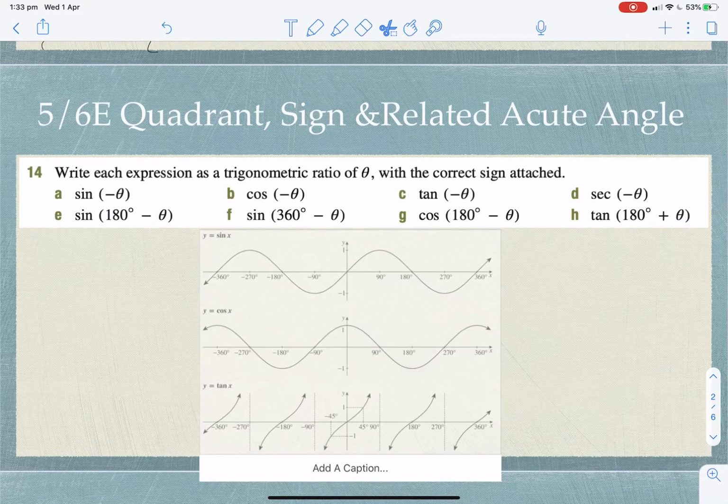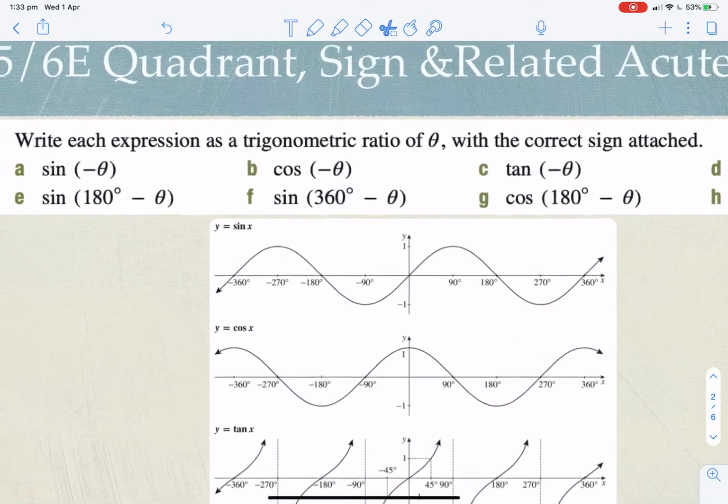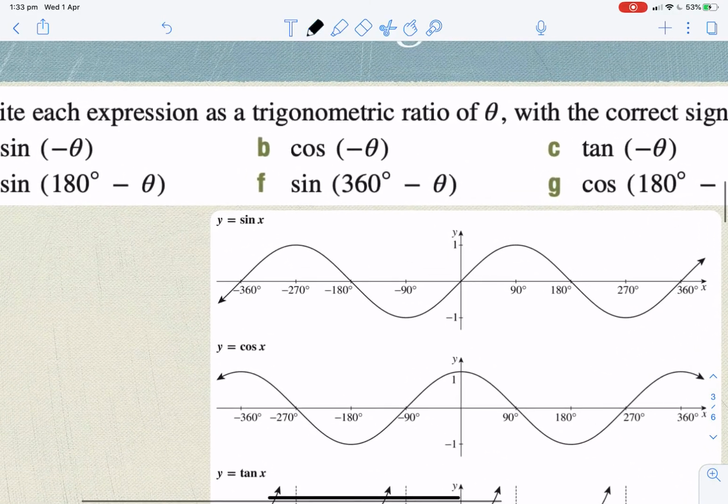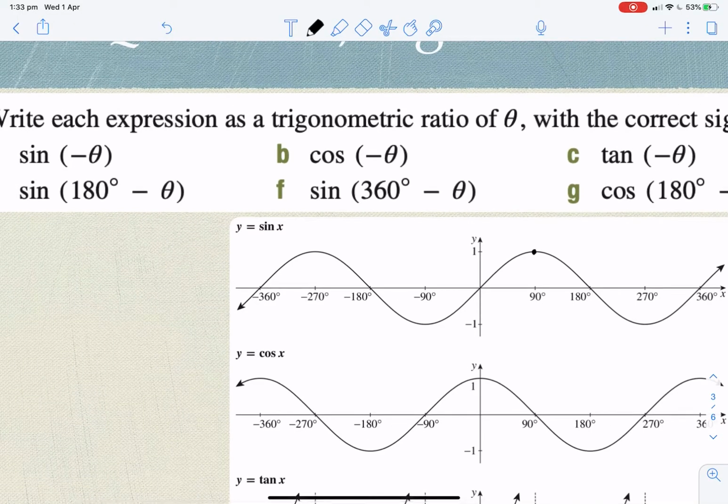Okay, slightly bigger, so you can see. Okay, sine theta. So we need to pick a point, so let's say 90 degrees. 90 degrees here. So negative 90 is where? Down here. So 1 to negative 1, that's opposite. So it's negative, the same as negative sine theta.